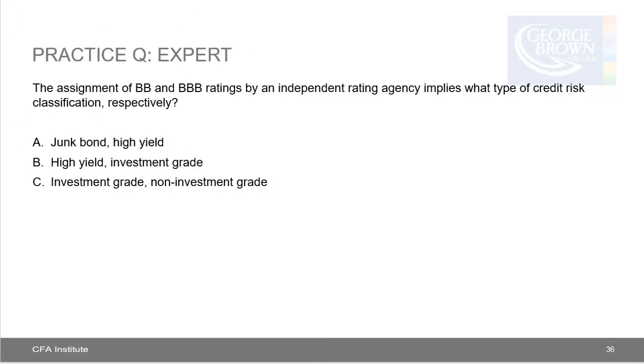So this is just a quick example of a practice question from the learning ecosystem, and again, it's classified to be an expert question. The assignment of BB and BBB ratings by an independent rating agency implies which type of credit risk classification, respectively? A, junk bond and high yield, or B, high yield and investment grade, or C, investment grade and non-investment grade.